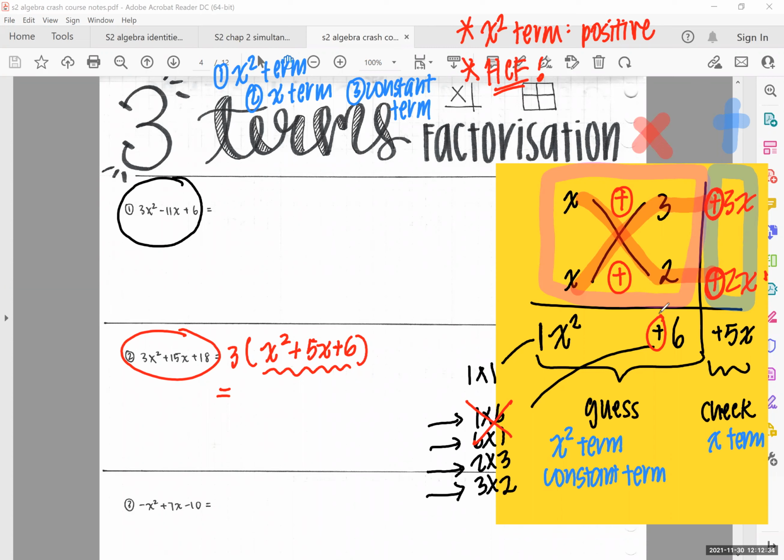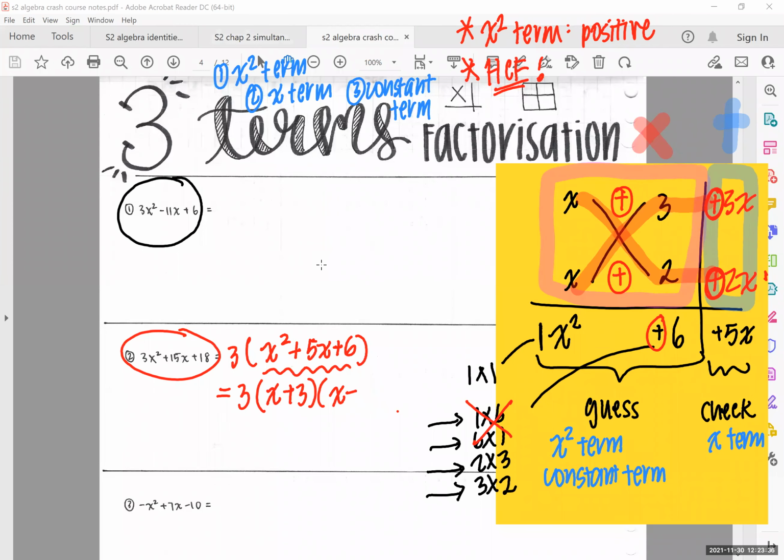So guys, you know, a lot of students, you know what they will do? Can you see here? There's a 3 here. They will forget this 3. Do not forget this 3. You must put a 3 here, right? Bracket x plus 3, bracket x plus 2. And that's all for question 2.